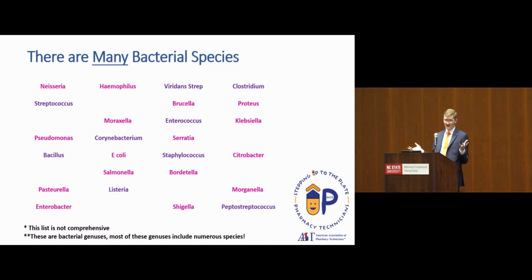There are many types of bacterial species, and these are just a few genera of bacteria, and within each genus there are many different species. So we can see Streptococcus here. There are many different species of Streptococcus: Viridans group Streptococcus, Strep pyogenes, many other species. So these are all just genera of bacteria, and each genus has many different species within it. I've listed some of them in purple and some of them in pink, and we'll talk about why that is later. Some of these are gram-positive bacteria, and some of them are gram-negative bacteria, and we'll talk about what that means shortly.